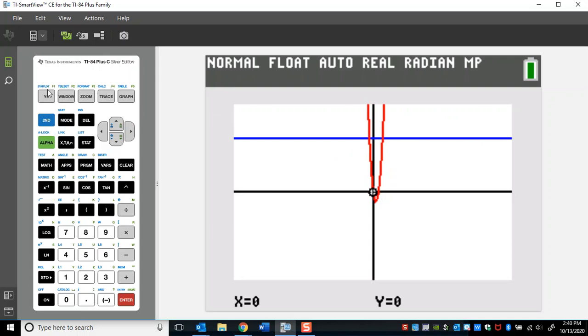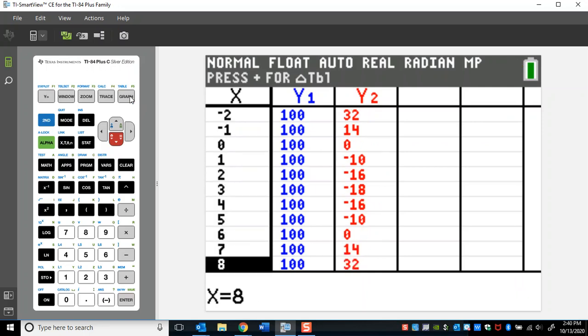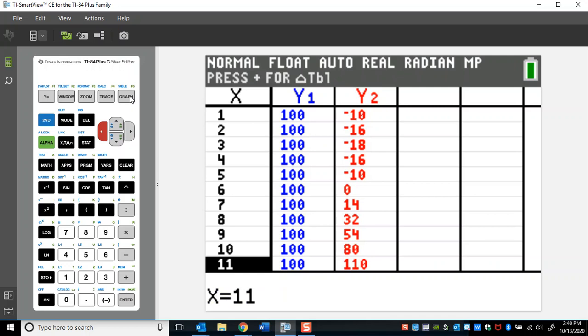What might be easier on the TI, instead of trying to find the intersection point, is after you put them into y equals, go to the table and look for the first positive value. I'm looking in this second y equals since that was the parabola. You're going to look for that first value that surpasses 100. That way it's already a positive whole number, and you don't have to try to find the intersection point.